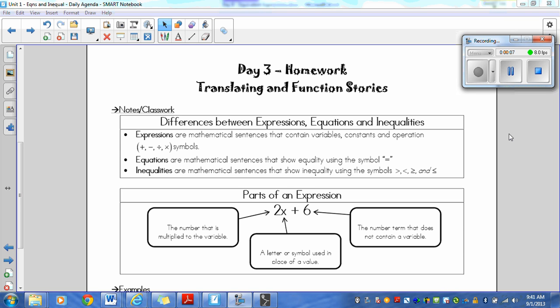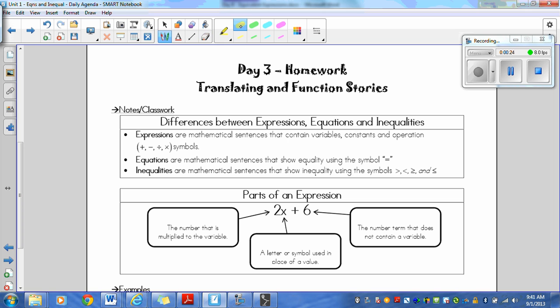stories. And the first thing we're going to talk about is the difference between expressions, equations, and inequalities. They all contain the operation symbols. Expressions contain variables, constants, and operation symbols. The difference between equations and expressions is that equations contain equal signs. They have balance on both sides of the equal sign. Both sides must equal each other. And so that is the difference.